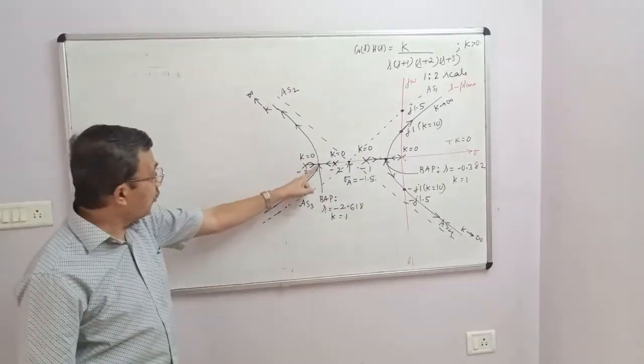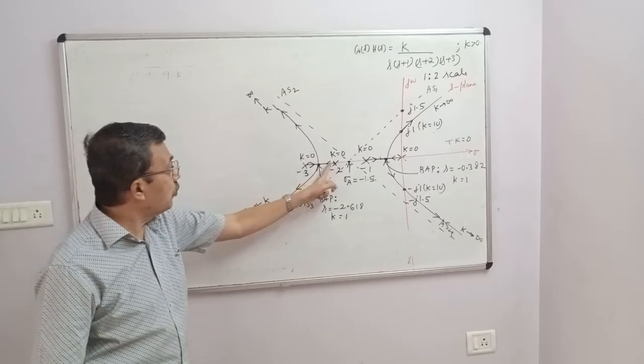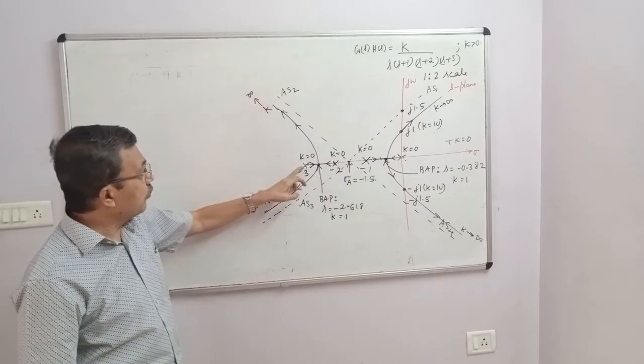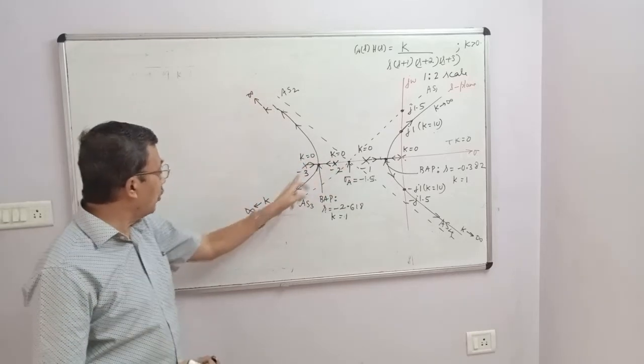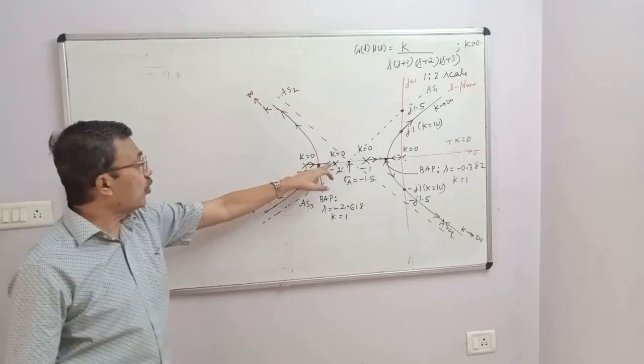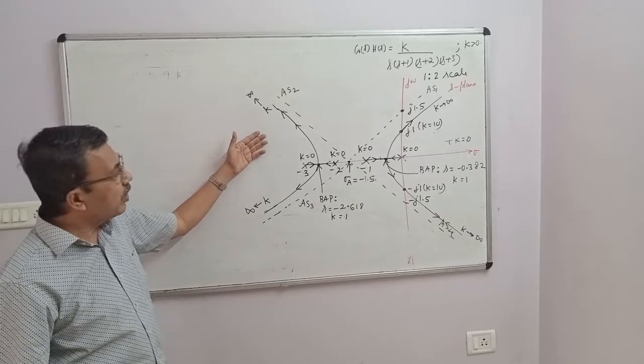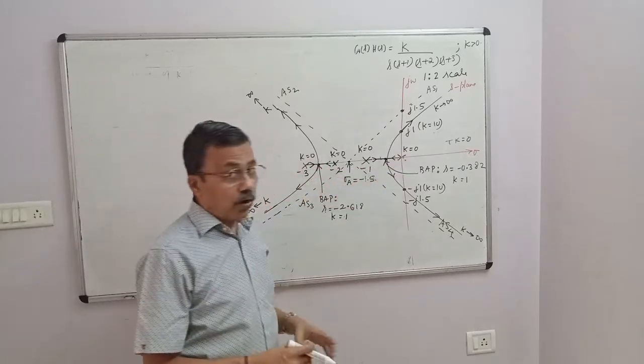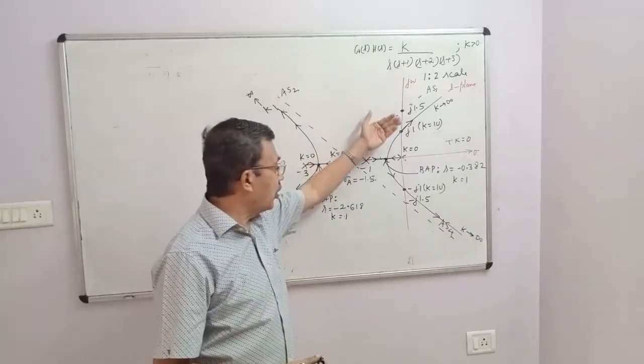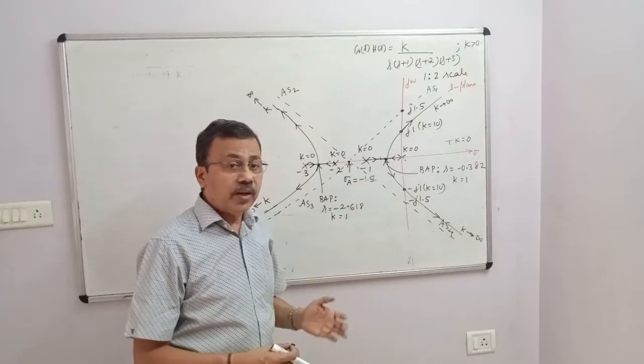If this pole goes along AS3, then this pole will go along AS2. If this goes along AS2, then this will go along AS3. These two poles have the option to select either AS2 or AS3 because of the symmetric condition. These two poles have the option to select either AS1 or AS4, again because of the symmetric condition.